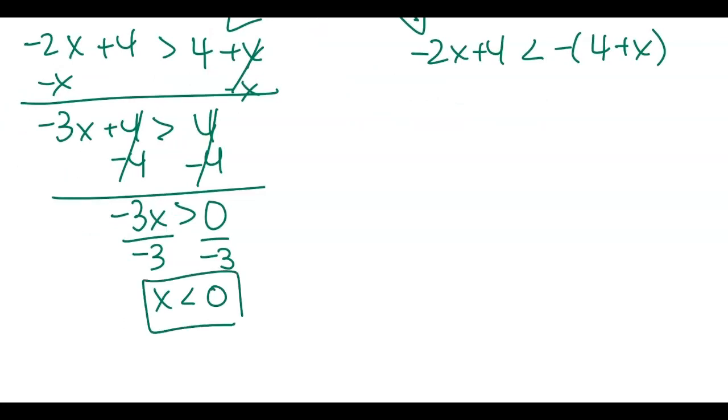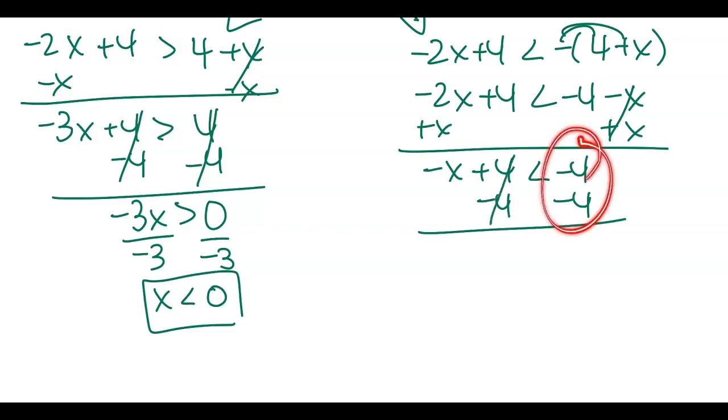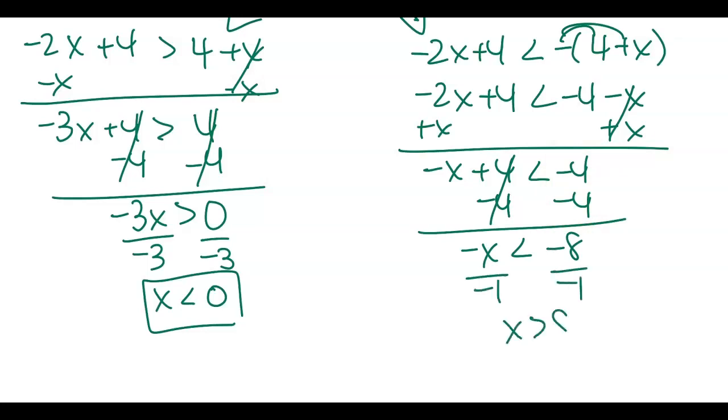That's the first one. And then for the second one, we have to distribute. So we're going to make this negative 2x plus 4 is less than negative 4 minus x. I'm going to add x to each side. And then I'll subtract 4 on each side. Do these cancel? They do? No, they don't. They become negative 8. So negative x is less than negative 8. And then just like we did before, we have to divide both sides by a negative. So x is now going to be greater than 8.